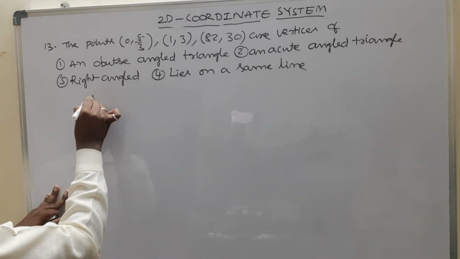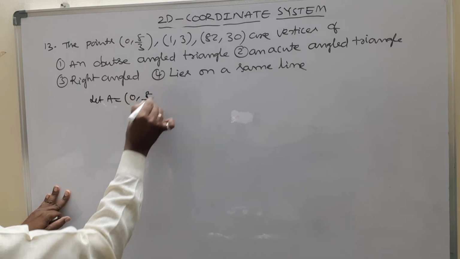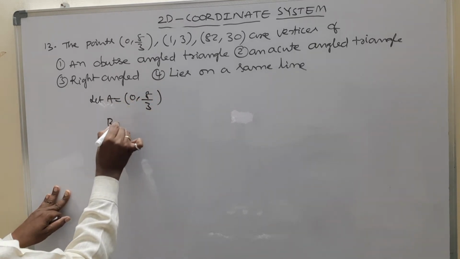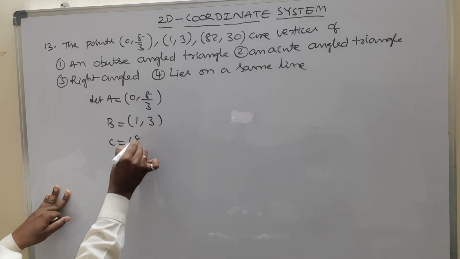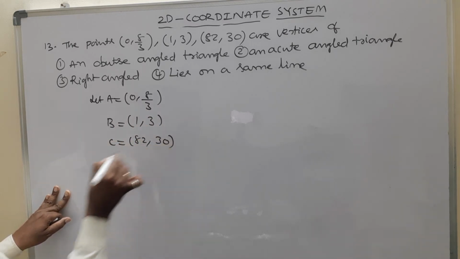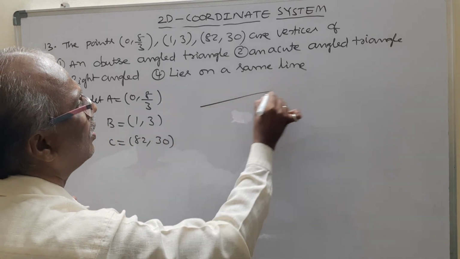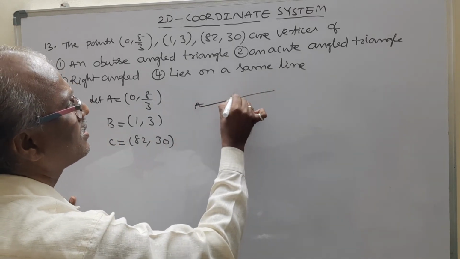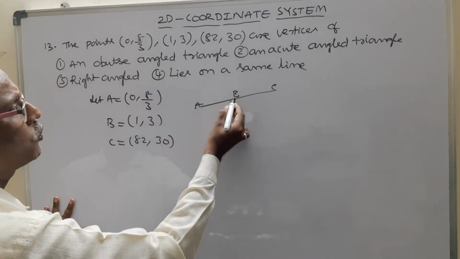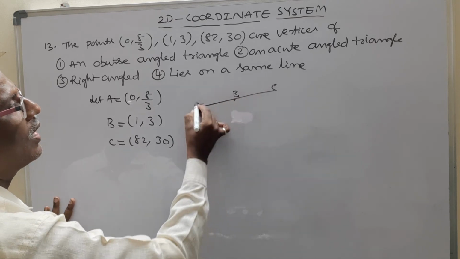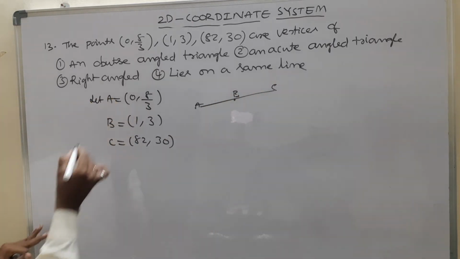Let A equal to 0, 8 by 3. B equal to 1, 3. C equal to 82, 30. Collinear means all points lie on the same line. Here the slopes are equal. AB slope equal, BC slope equal and AC slope equal.